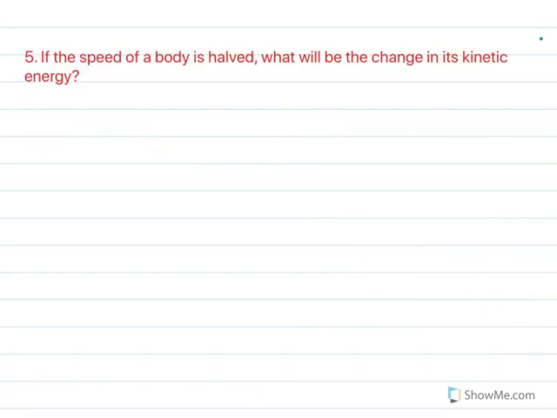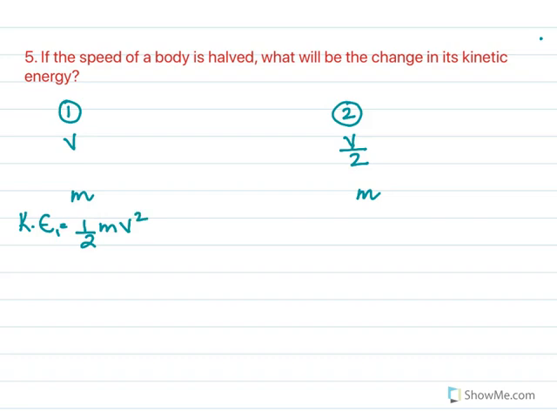If the speed of the body is halved, what will be the change in its kinetic energy? So case 1 speed v, case 2 it is halved, v by 2. The mass is the same. So here the kinetic energy 1 is half mv square. Here the kinetic energy 2 will be half m. Now the v is v by 2, the whole square. So this is half m v square over 4.